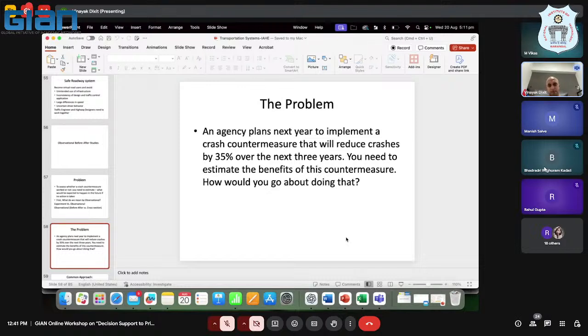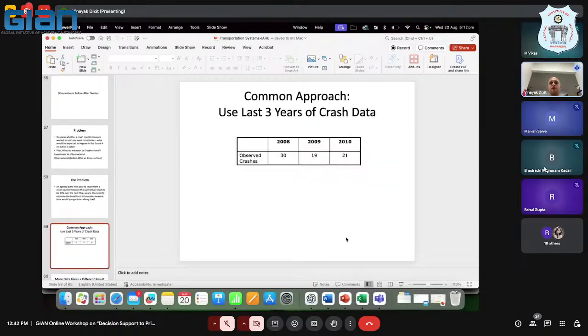Now let's take this example. An agency plans next year to implement a crash countermeasure that will reduce crashes by 35% over the next 3 years. You need to estimate the benefit of this countermeasure. How would you go about doing that? This is giving you the crash data for the last 3 years. I've taken an old 2008, 2009, 2010. Observed crashes were 30, 19, and 21. This is the last 3 years.